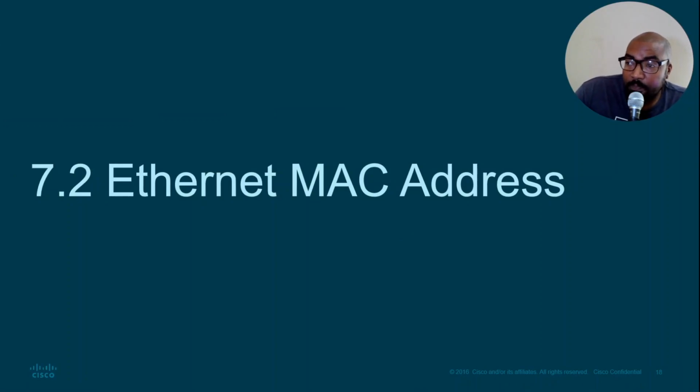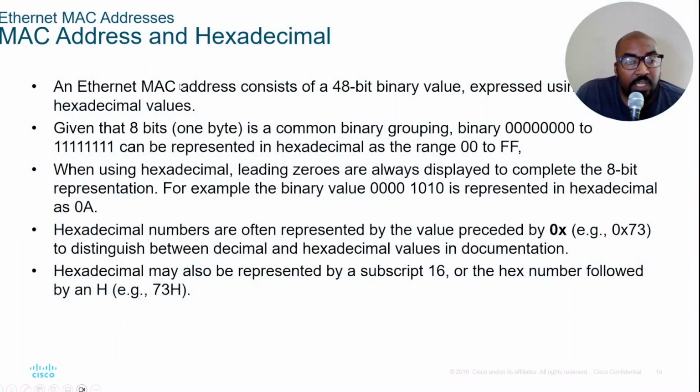Ethernet MAC addresses. An Ethernet MAC address consists of 48 binary values expressed using 12 hexadecimal values. Given that 8 bits, 1 byte, is a common binary grouping, binary 00000000 to 11111111 can be represented in hexadecimal as 00 to FF. So essentially, if all those bits are off, it's going to be zeros. If all those bits are on, it's going to be all Fs, the letter F, as in Frank.